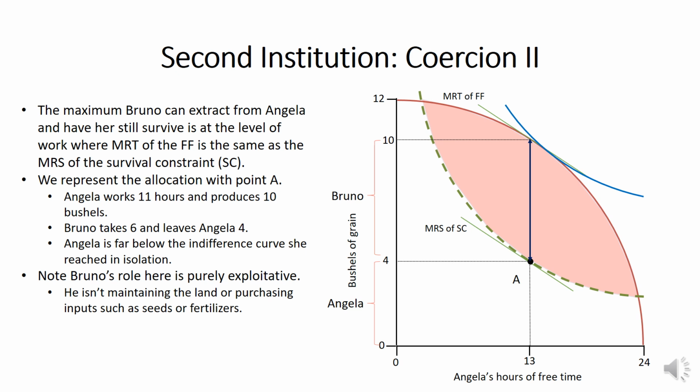And so Bruno's role in this simple model is purely exploitative. He's not contributing anything to the agricultural enterprise. All he is doing is using force in order to extract surplus from Angela. So this is a bad situation.